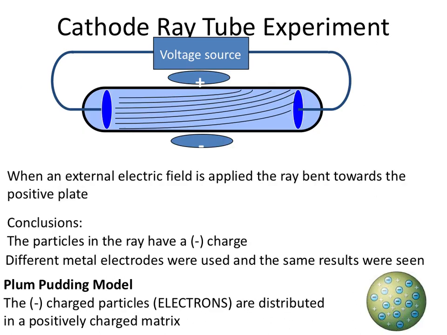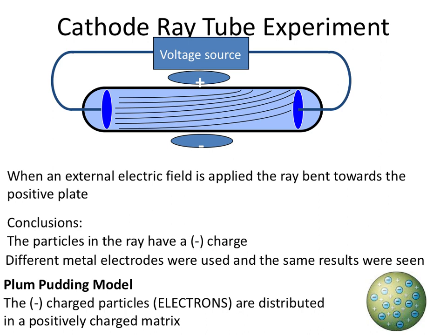So then J.J. Thompson decided to apply an external electrical field to the cathode ray tube. And when he did that, what he noticed is that the ray that was coming from the metal actually bent towards the positive portion of the electrical field that was being applied. And so what he concluded from these observations is that the ray that's leaving the metal surface is made up of particles with a negative charge.